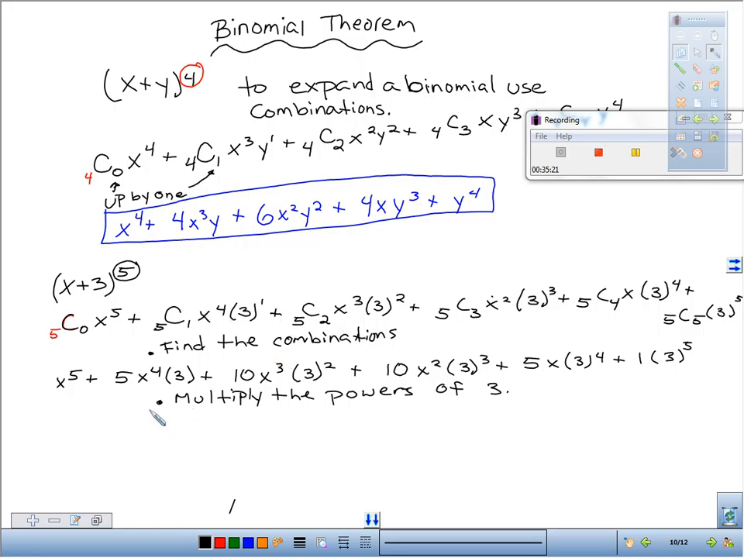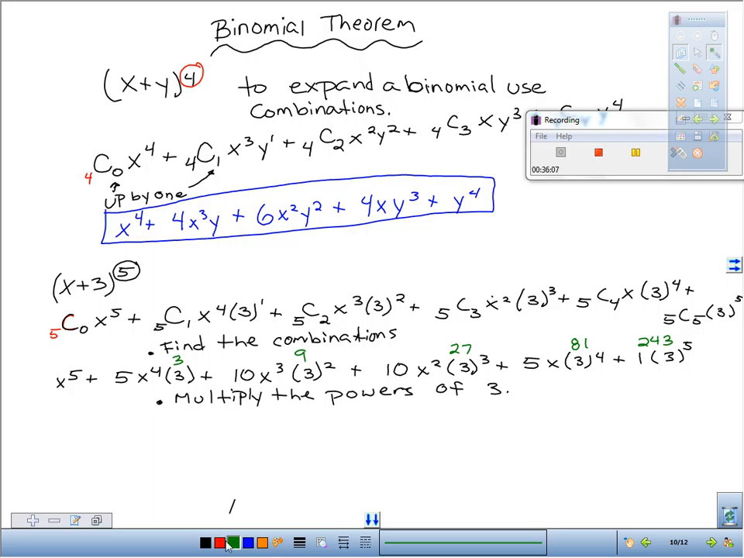Okay, so now we're going to have the 3 to the first is just 3. 3 squared is 9. 3 cubed is 27. 3 to the fourth is 81. 3 to the fifth is 243. I'm not quite done. Because now I have to multiply the 3 times the 5.